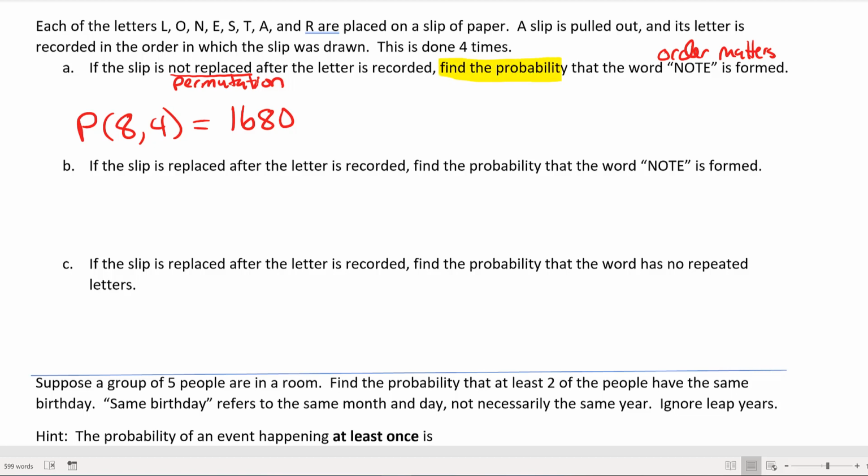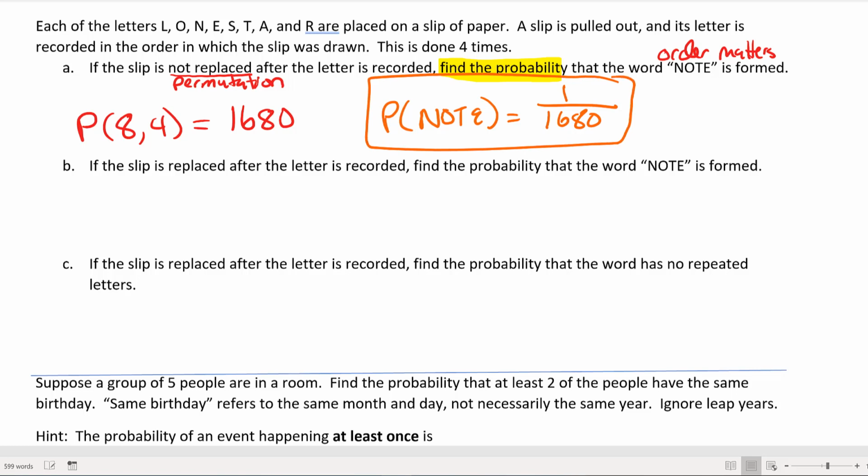The permutation of 8 choose 4 is the number of ways you could pull out any random 4 letters. So if I'm trying to find the probability of getting the word N-O-T-E, well, there's only one way to get N-O-T-E in that order. So we have 1 out of 1,680, and that is the probability.